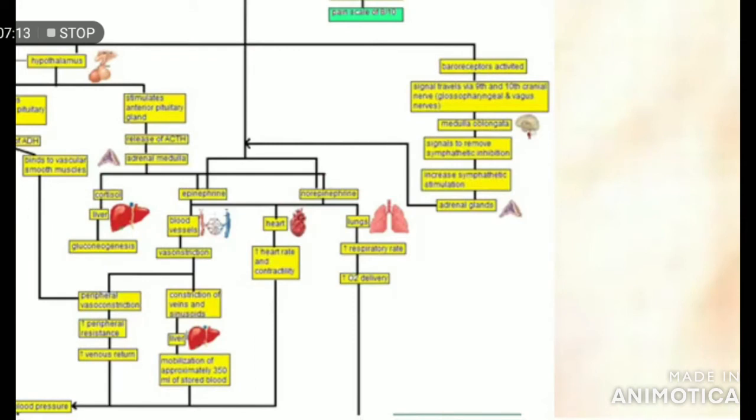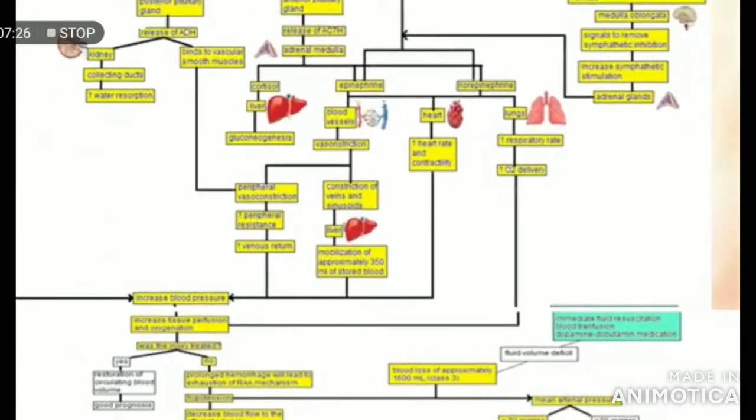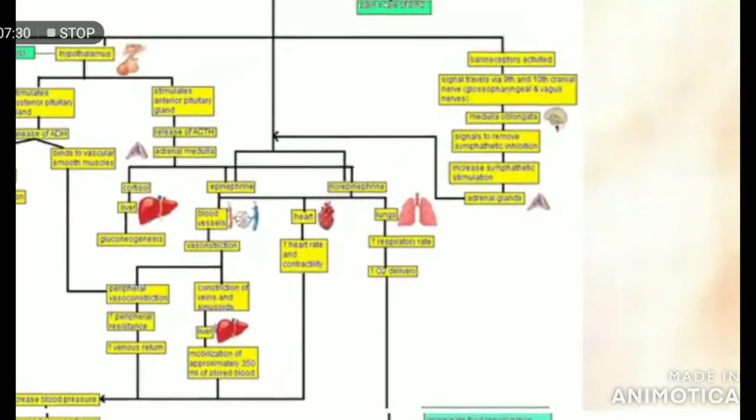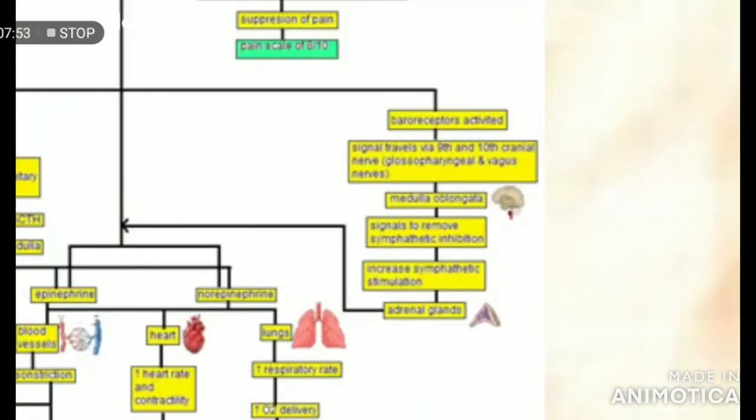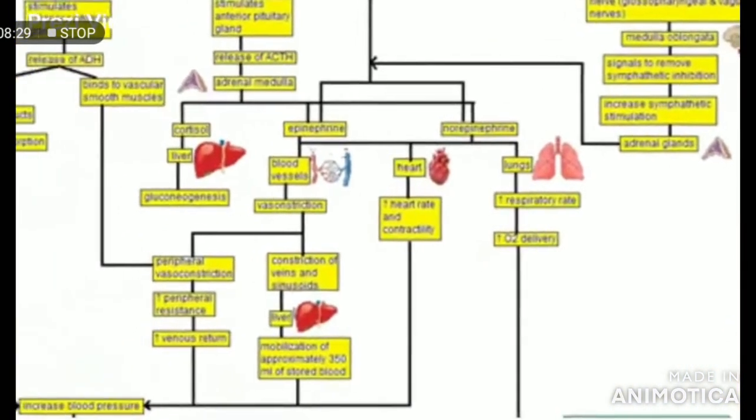The next organ is the lungs. It increases the respiratory rate to increase the oxygen delivery to the tissues and other organs. Next effect of hypotension is that it activates the baroreceptors. The baroreceptor signals travel via the 9th and 10th cranial nerves, which are the glossopharyngeal and vagus nerves, and stimulate the medulla oblongata, which signals to remove sympathetic inhibition, which increases sympathetic stimulation, and it signals the adrenal glands to also release epinephrine and norepinephrine to increase the blood pressure.